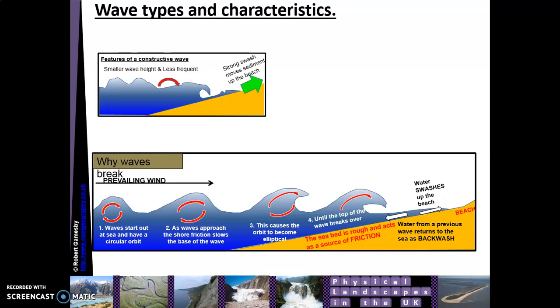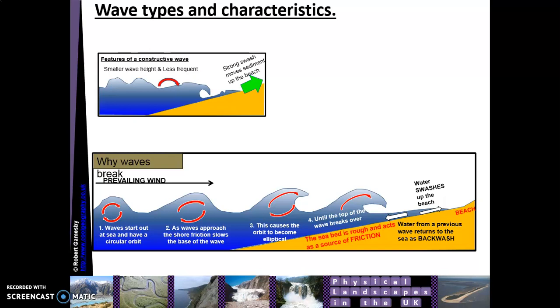The reason it constructs beaches is because the wave height is quite low and it's not as frequent, so you've not got loads of waves coming in all at once. It means that the swash is strong. It means you can get lots of material being washed onto the beach, which is really, really good to create a beach environment. So you need lots of swash, low energy conditions for that to happen.